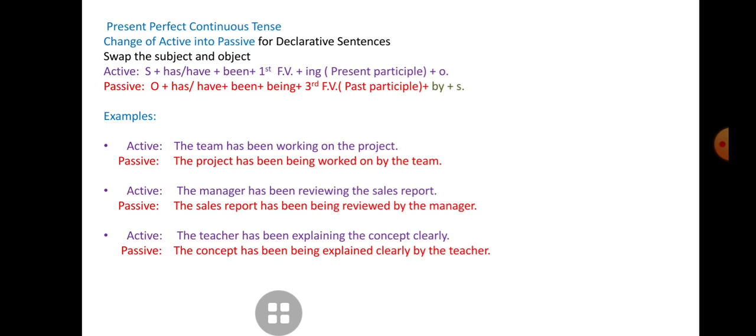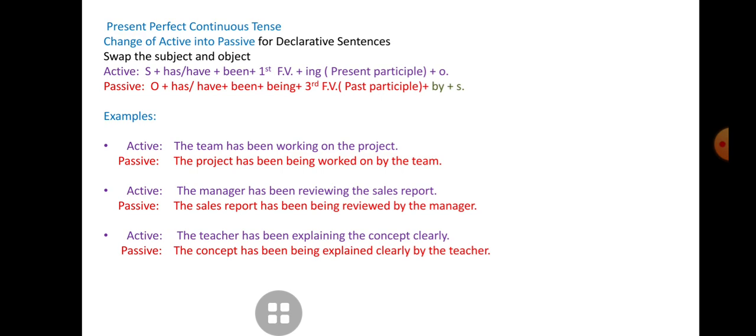Today our topic is change of active into passive voice for declarative sentences when the tense is present perfect continuous. So our first step is to recognize the subject and object of a sentence, and then we have to swap the subject and object.